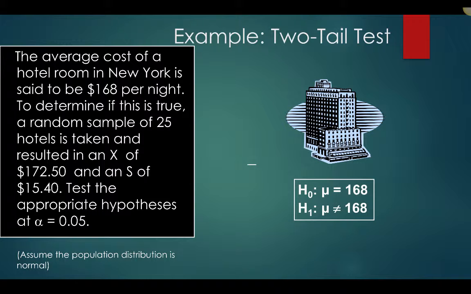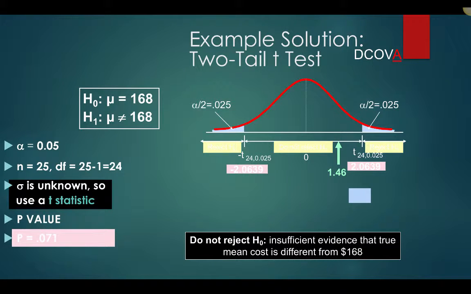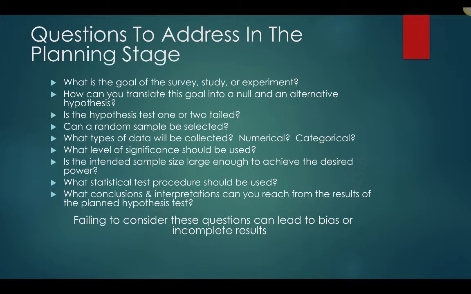So you'll see on the left here, there's the null and the alternative. The alpha is at 0.05. The n is equal to 25 participants. The DF is 25 minus 1, so your DF is 24. Okay, the p-value is at 0.071. So we do not reject the null hypothesis. It's above 0.05. We do not reject the null hypothesis. There's insufficient evidence that the true mean cost is different than $168. Okay, you need to study these because some of these will be on your test.